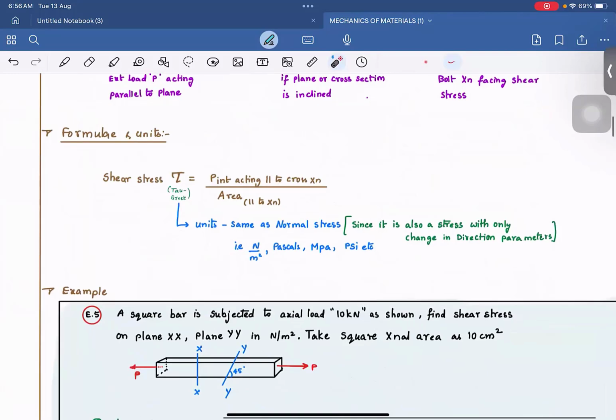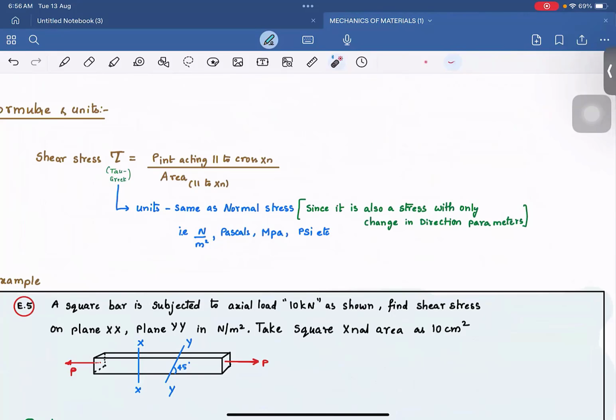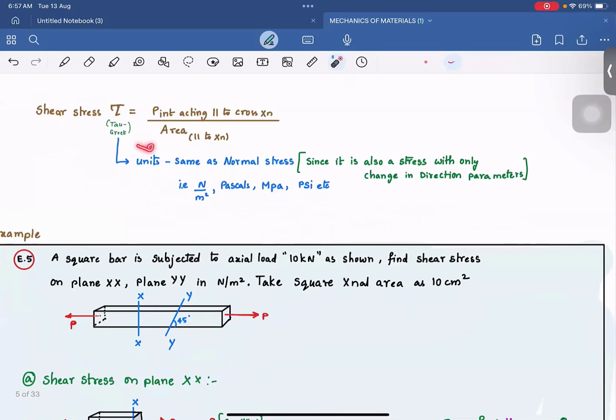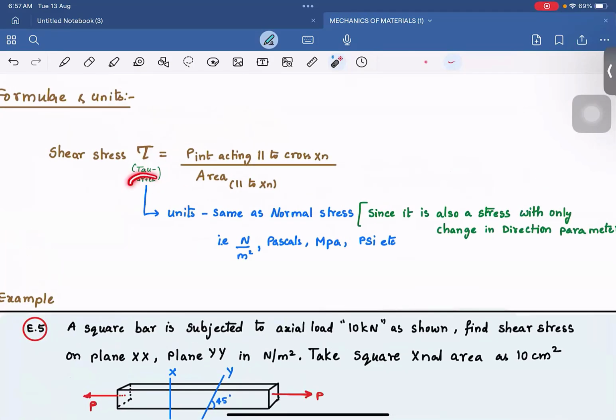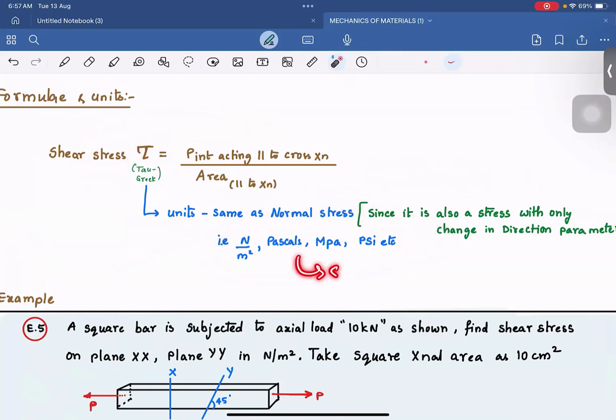And we have 5 more minutes. I will conclude the shear stress here. Shear stress is the internal resisting force acting parallel to the cross section, divided by the area parallel to the cross section. Coming to the units and the symbol, remember, it's the Greek letter tau. Shear stress is denoted by tau, and the units are the same as normal stress. Why? Because it is also a stress, the units will be the same. Again, the same story will repeat: unit conversion, etc.